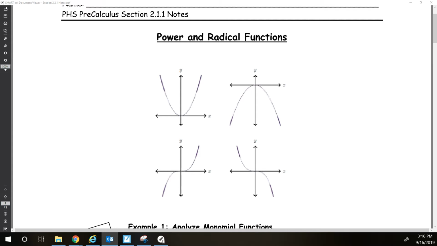Hello, PreCalculus. Welcome to Chapter 2. We are moving quite along. Chapter 2 is all about graphing functions, solving some functions. We do a little bit with power and radical functions.